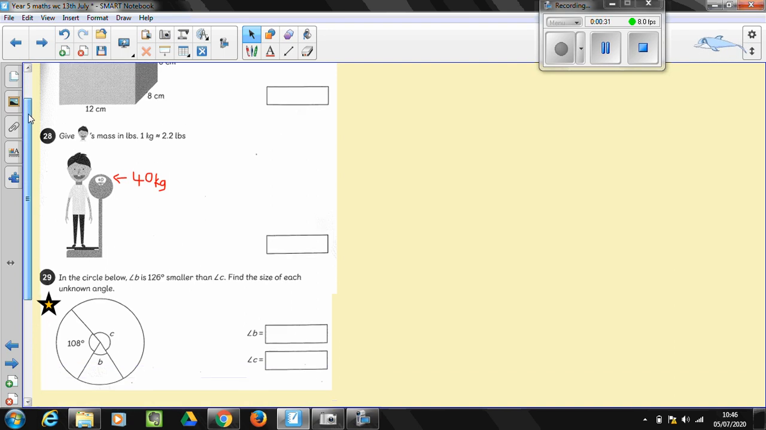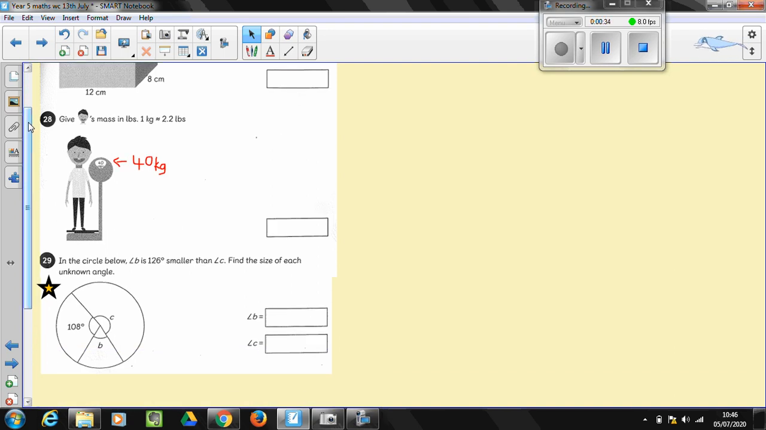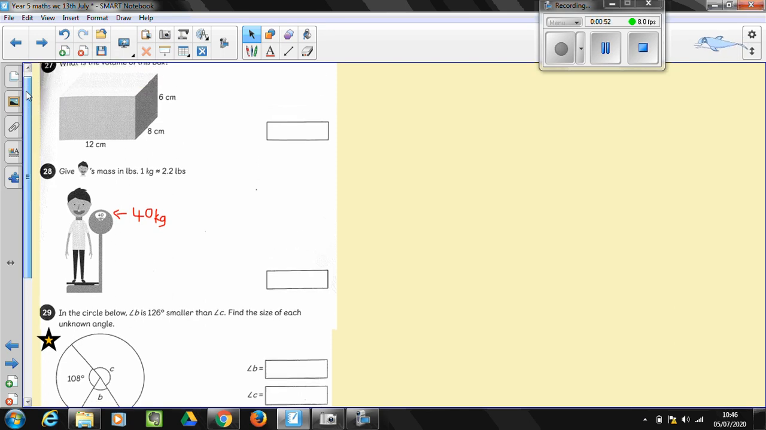And the third question, in the circle below, angle B is 126 degrees smaller than angle C. Find the size of each unknown angle. You'll need to use your angle facts and possibly some bar modelling and logic to help you solve it. That's a tricky question. Have a go at pausing the video and trying to solve these three.